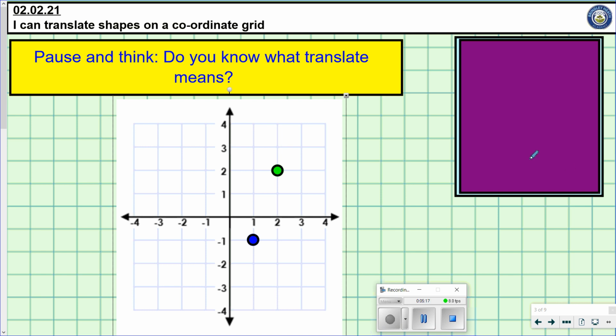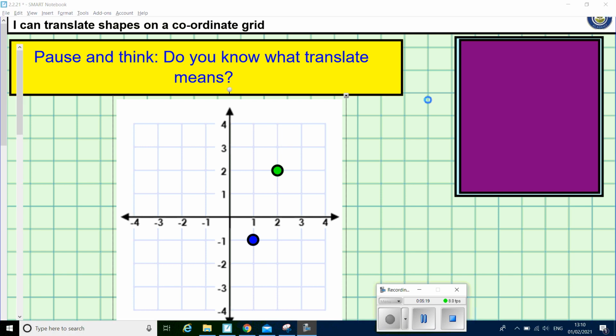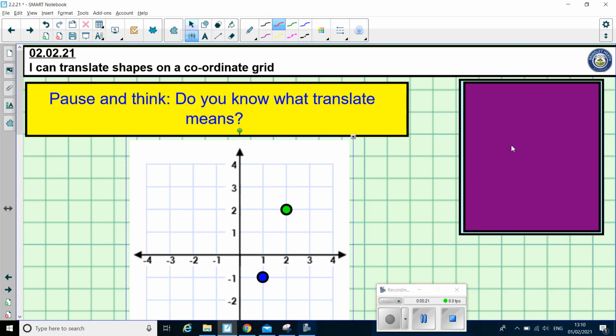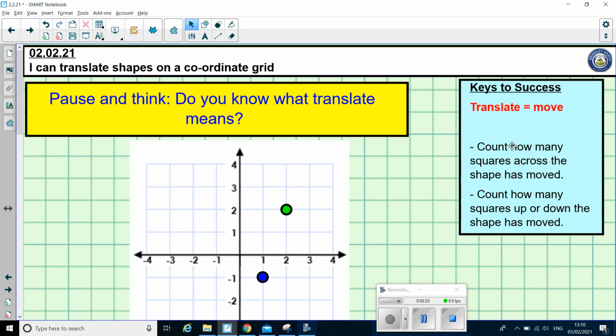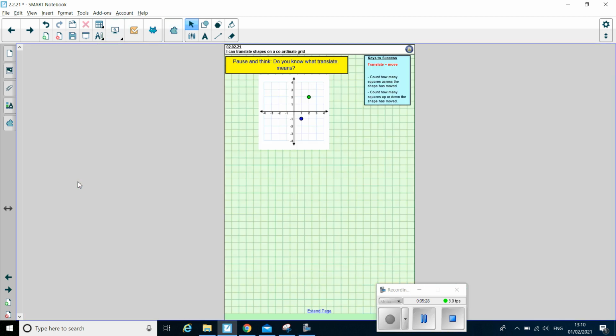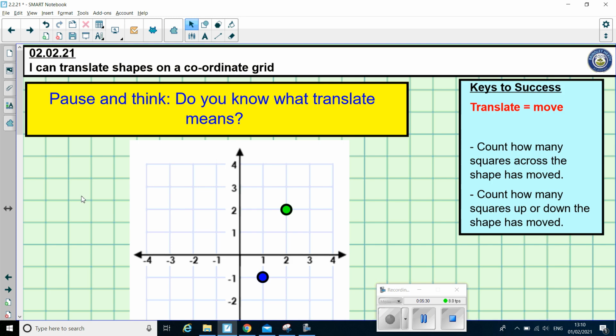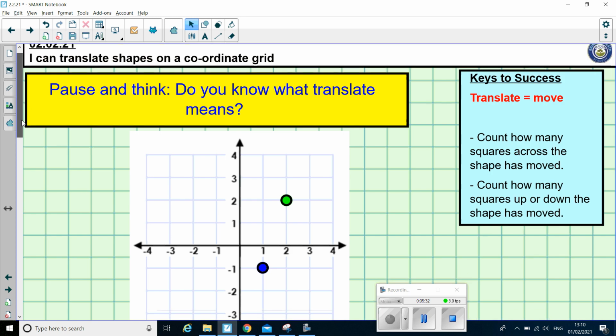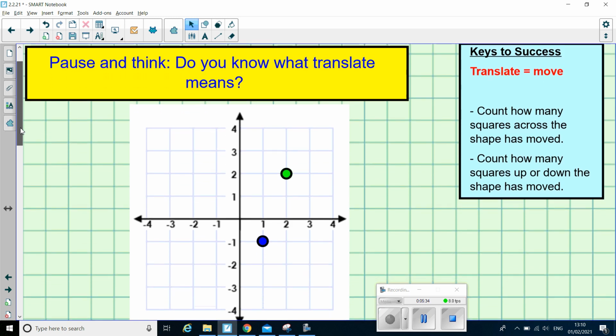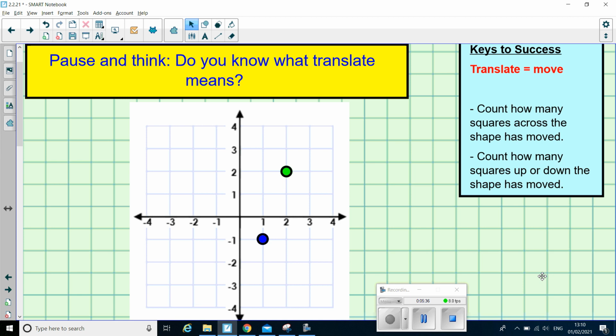Okay, hopefully you've had time to have a think about that then, Year 6. In maths, when we are talking about translation and we use the word translate, what we mean is to move. Okay, it sounds like a bit of a fancy word, but actually it just means to move something. So, on your screen you have got two dots on the coordinate grid. I've got a blue dot and a green dot. So, imagine that my blue dot is my original dot and I have then moved it to end up in the position of the green dot.